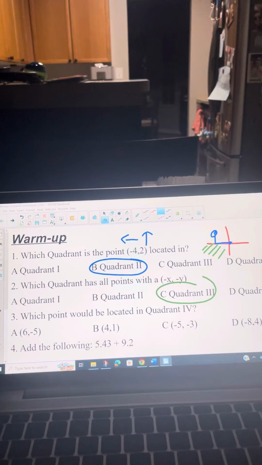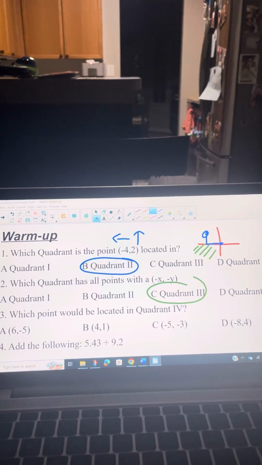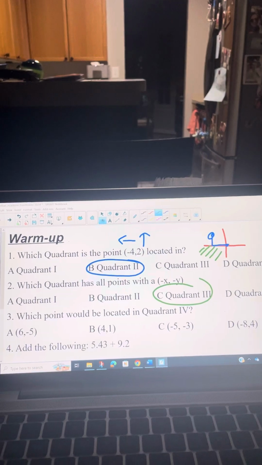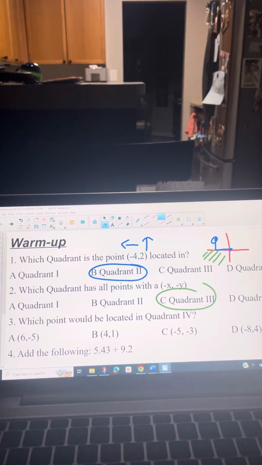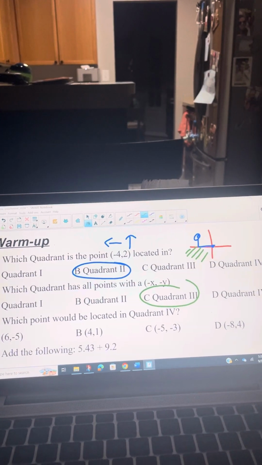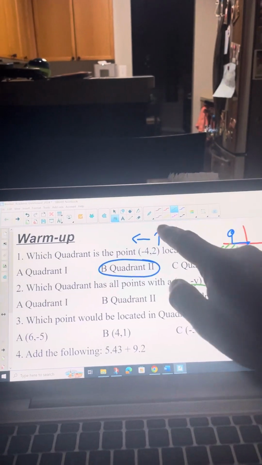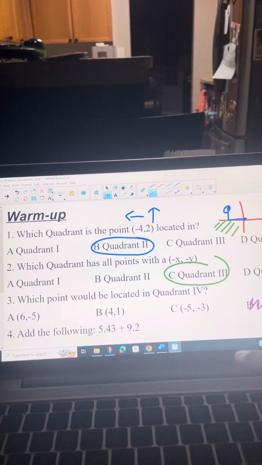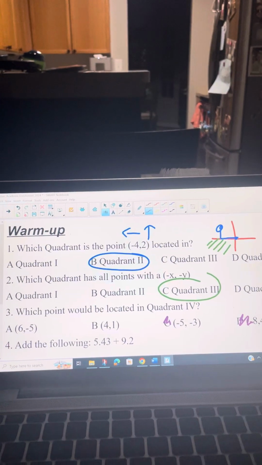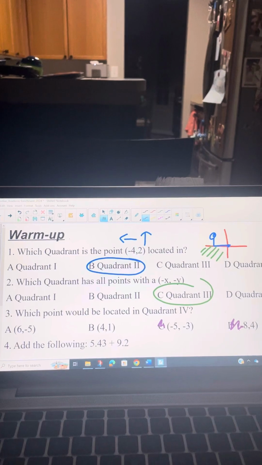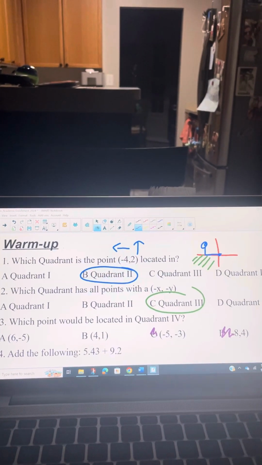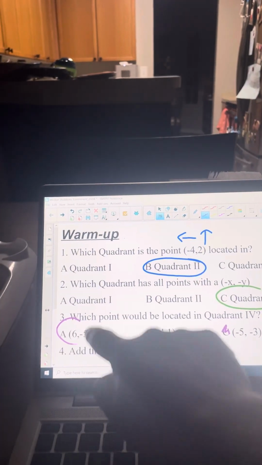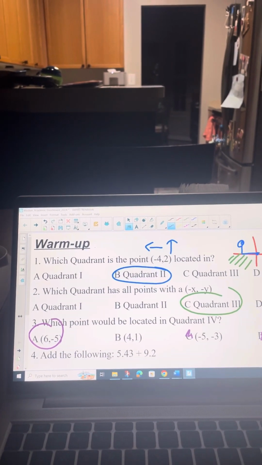Number 3, which point would be located in quadrant 4? Quadrant 4 is the bottom right quadrant. In order to get to the bottom right quadrant, first you move to the right, and then you move down. So the first thing I'm thinking is that to the right, the x value has to be positive. So automatically D is eliminated and C is eliminated. So right and down means positive for the first number, which could be A or B, and then negative for the second number, which has to be A. Number 3 has to be A.